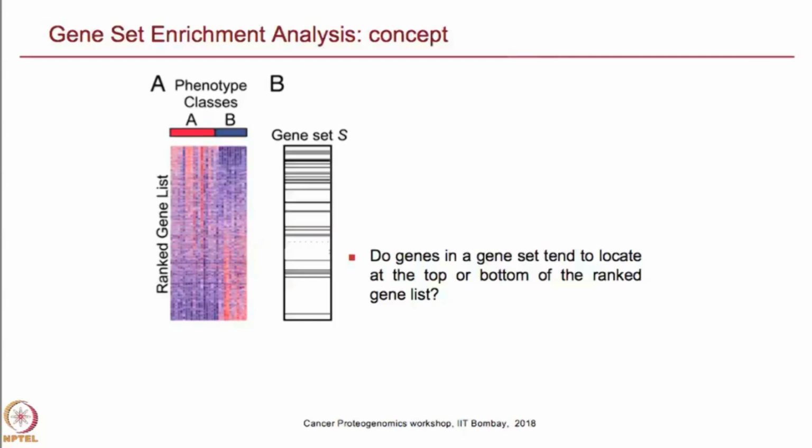If there is no association between the ranked list and the gene set, you would expect all the genes to be randomly distributed or evenly distributed across the ranked list. But in this case, for example, you see kind of the over-representation of these genes at the top of the ranked list. That's why you may think, well, there might be an association between this gene set and this ranking.